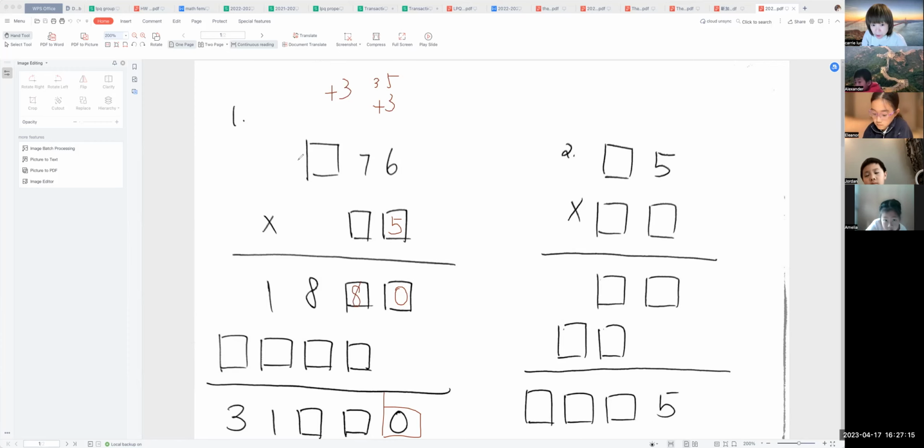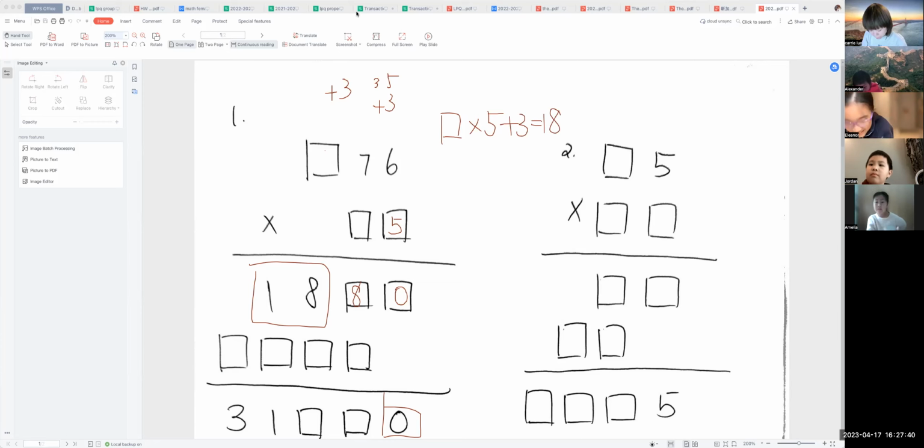So can you tell me which number goes here in order to get 18 here? Something times 5 plus 3 equals 18. So a number times 5 plus 3 equals 18. So this number is what? Jordan, can you just unmute yourself? 3, because 3 times 5 equals 15, and 15 plus 3 equals 18.